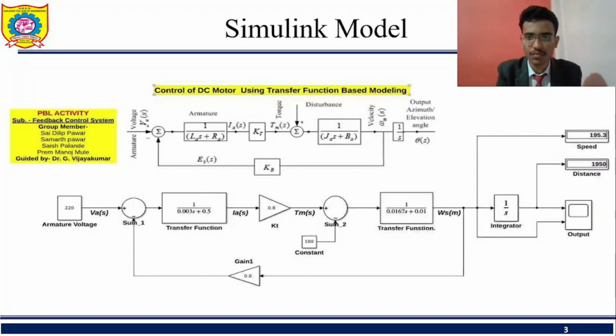The motor speed is obtained from the transfer function relating the torque and velocity. Then the output displayed in the simulation provides motor speed and distance traveled.